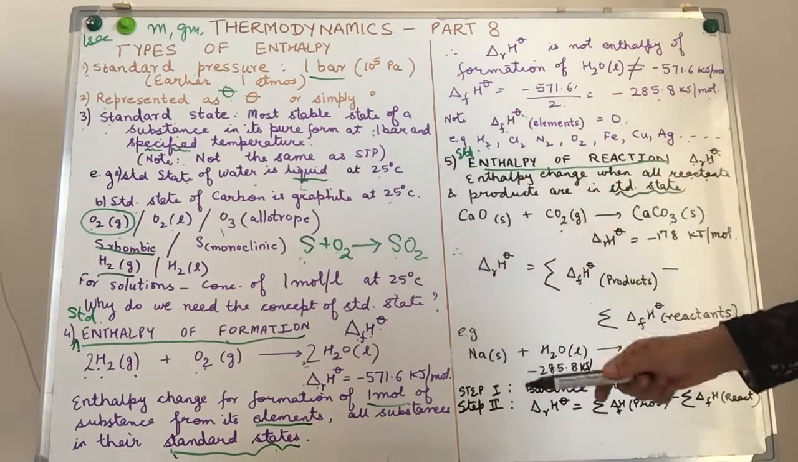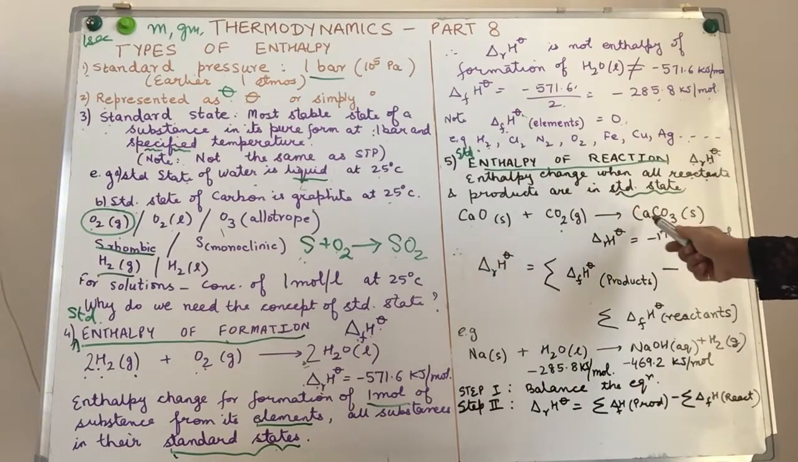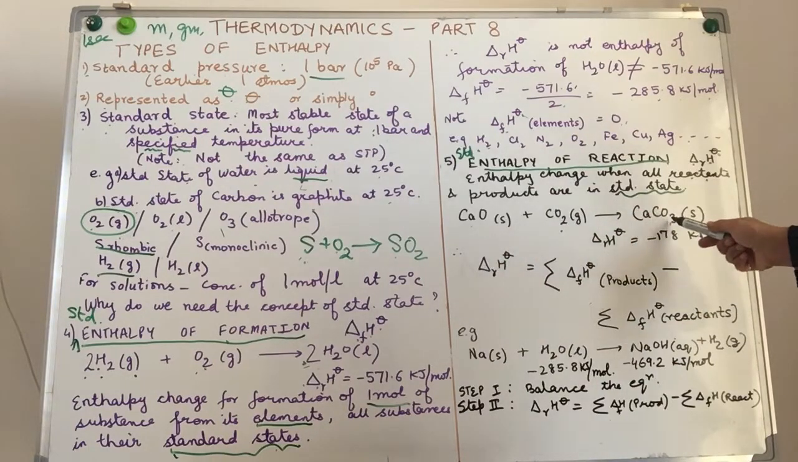Let's link it to our first definition. We said enthalpy of formation. If you notice over here, we are forming CaCO3 solid. So does this value give me the enthalpy of formation of calcium carbonate? Think about it. You can write your answer on the side.